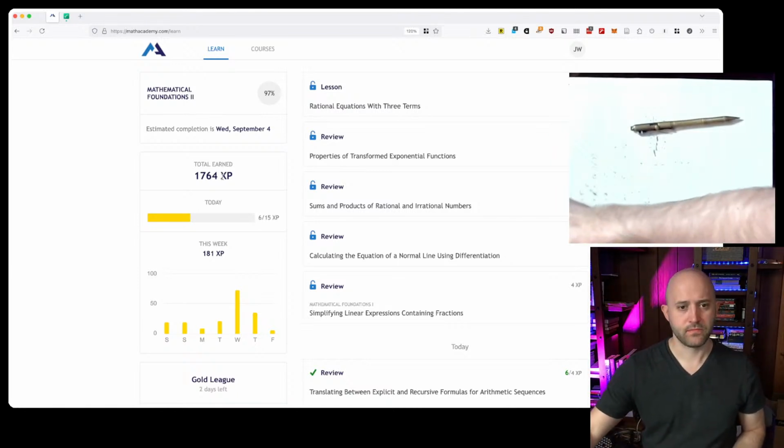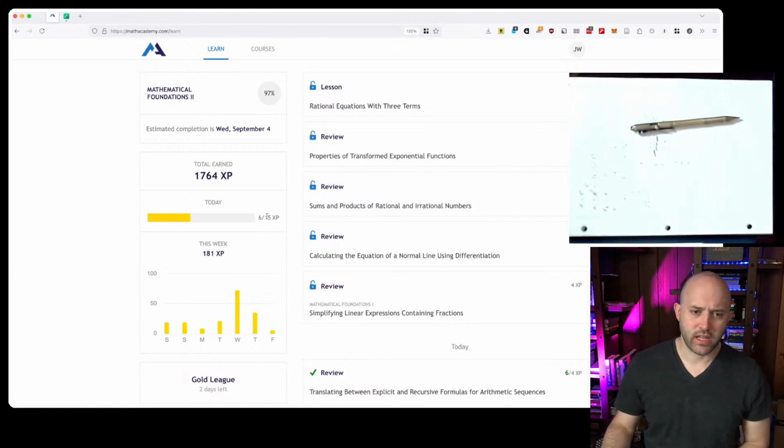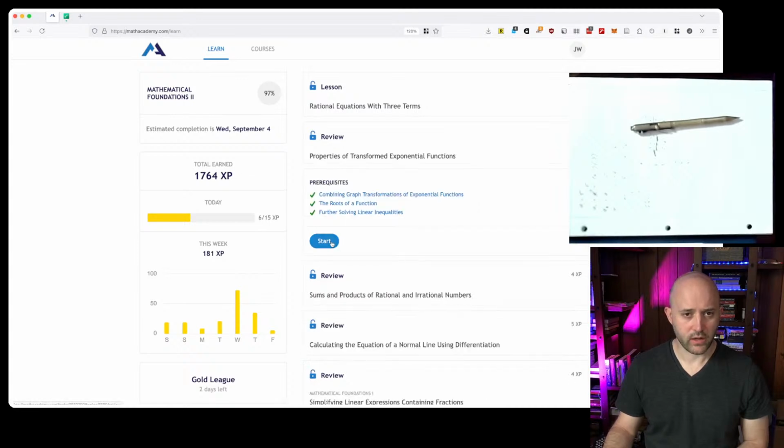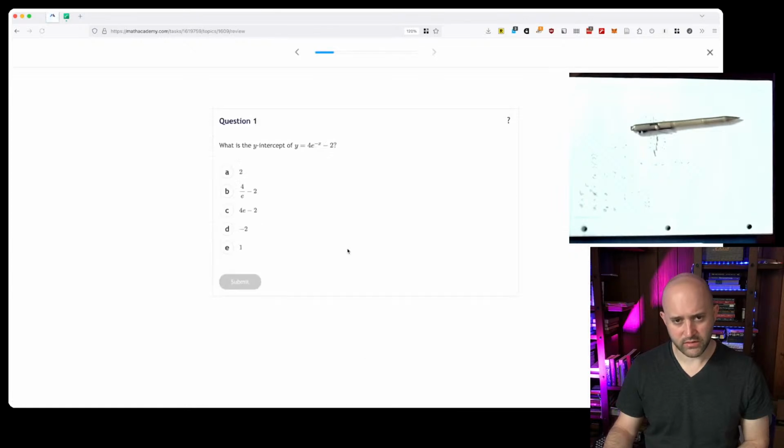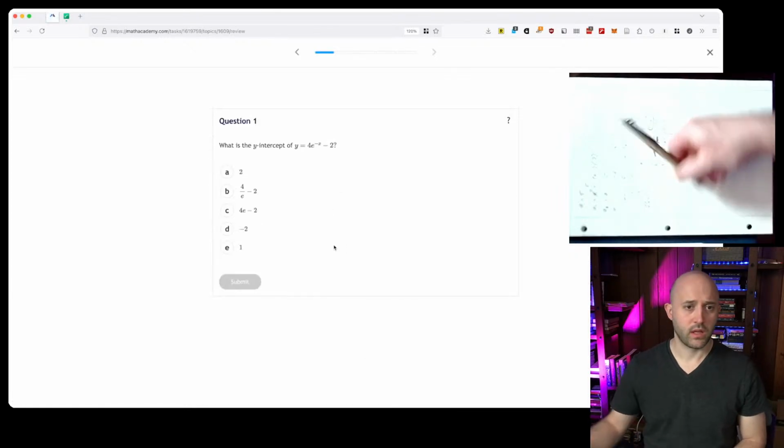Not bad at all. I have a daily target of 15 experience points, which isn't that much, and I just got 6 already. I have a choice here. So here's a lesson that's come up. I'm going to do one more review, and then I will do a lesson. You get a choice between four different options each time.